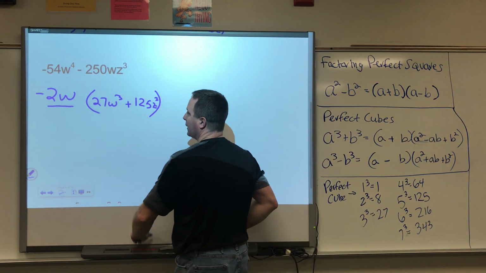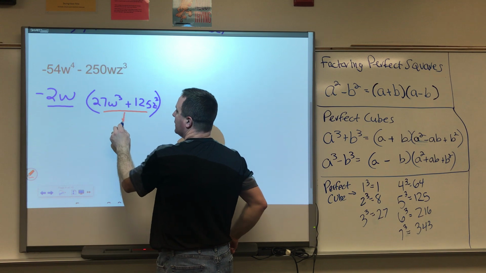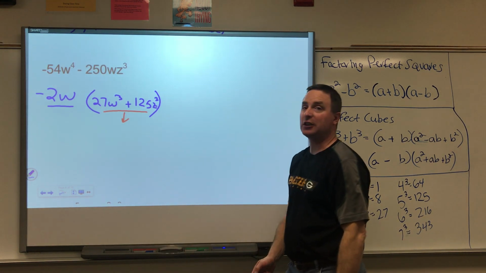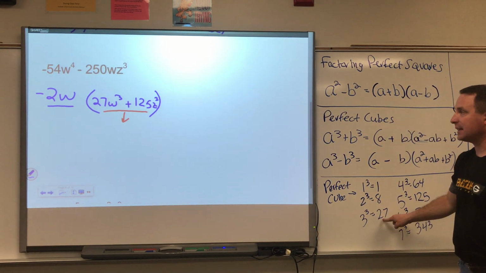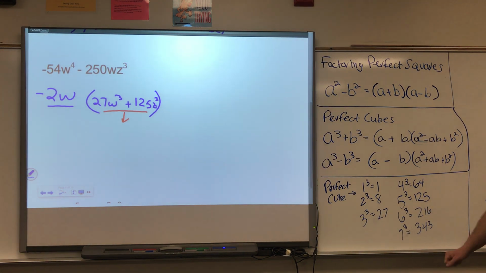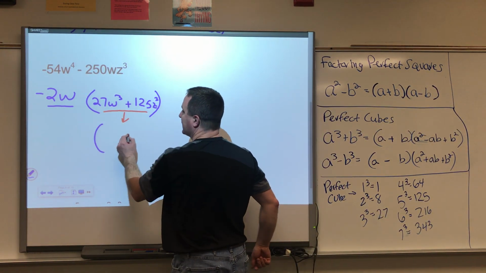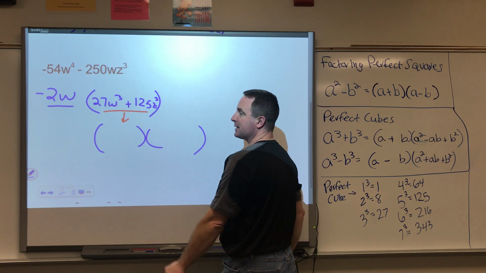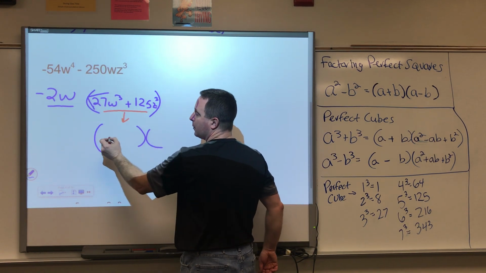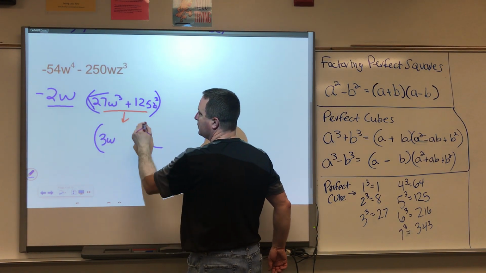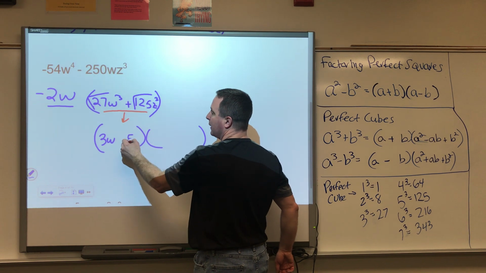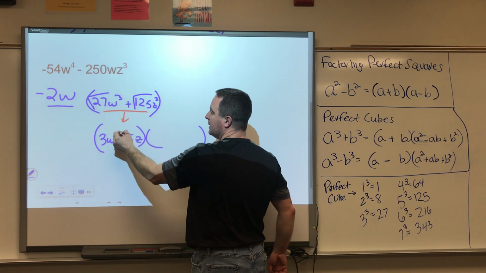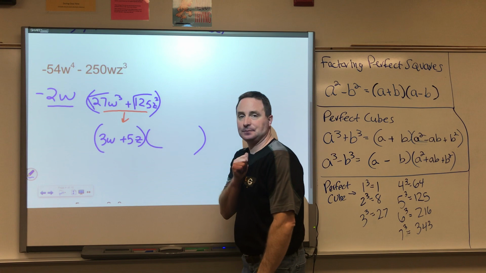Okay, and I'm kind of liking what I see here, because I think that leftover stuff is perfect cubes again. 27's a perfect cube, 125's a perfect cube. And so I can continue to factor that into its little piece and its big piece. The cube root of 27 is 3W. The cube root of 125 is 5Z, and I keep the same sign.